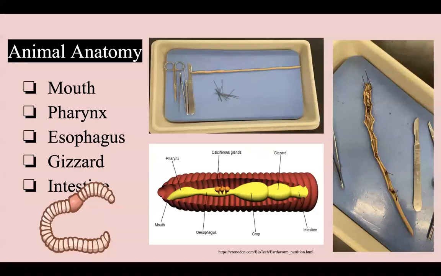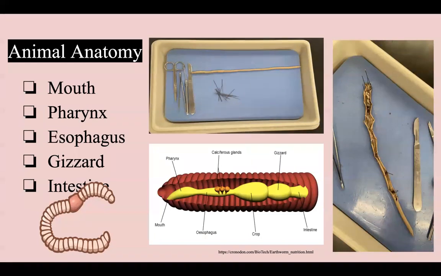So now moving on to the earthworm's anatomy. The mouth is located on the ventral surface of the first segment and is also found in the prostomium, which is the tip of the earthworm. The pharynx is located near the mouth. It is what helps the earthworm swallow its food.